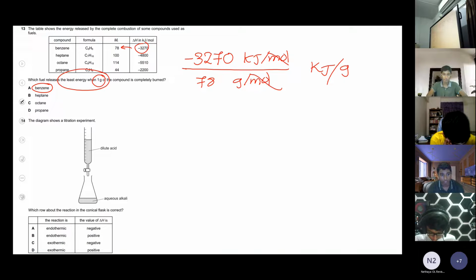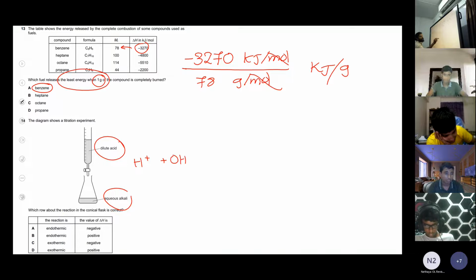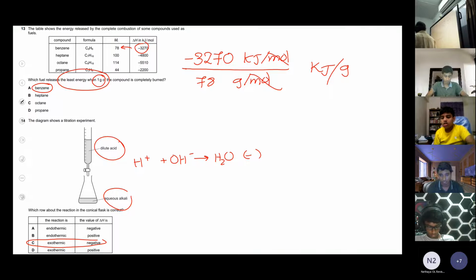Which row about the reaction in the conical flask is correct? This is an alkali and a dilute acid. Therefore, this is a neutralization reaction. Usually it is exothermic, right? So the reaction is exothermic, and it should be negative. Some of you can't figure out the answer because you don't use the knowledge from the other lessons. You learn chemistry separately, right? You have to connect it. Is that clear? Okay.